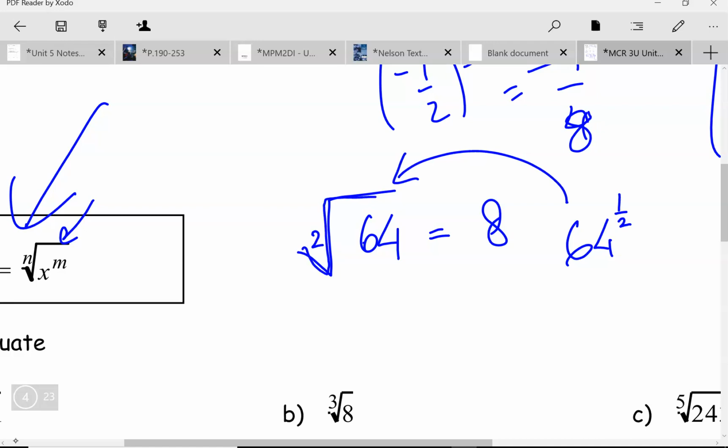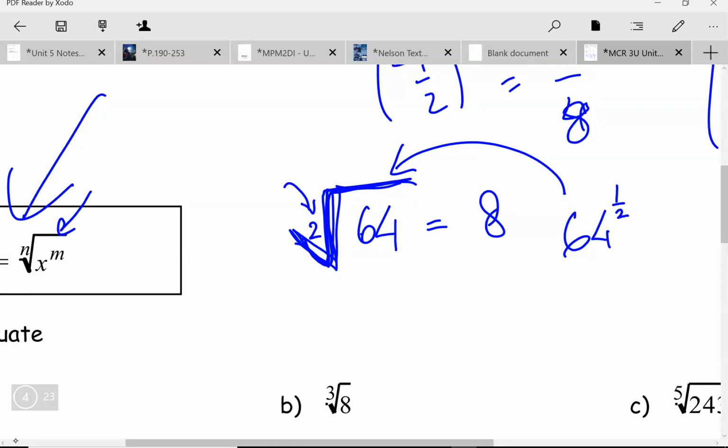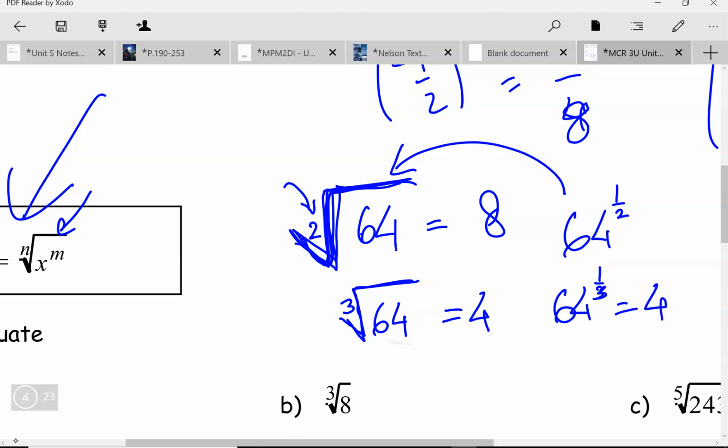This is called the root sign. What that means is a fractional exponent. Whatever number is in here corresponds to the denominator of the exponent. For example, the cube root of 64. This is how I write the cube root: I just draw the root sign and put a 3 there to indicate that I'm taking the cube root. And this is equal to 4. Or 64 to the 1/3 equals 4.